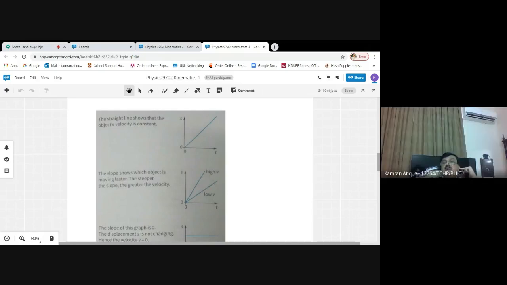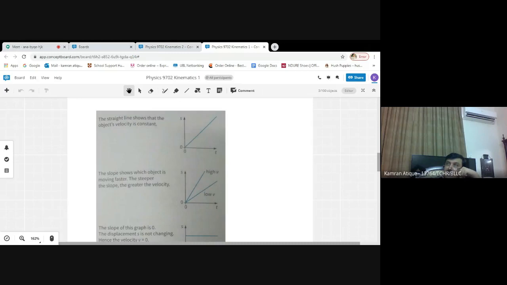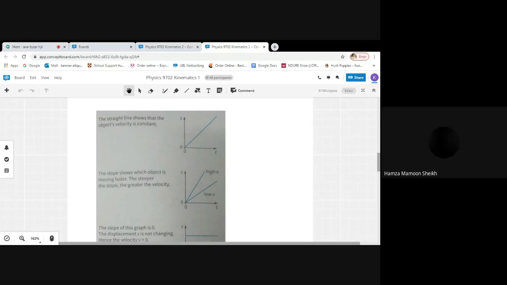So you are saying that we need to calculate the gradient of the graph in order to calculate the speed or velocity. Yes, sir. Then what is the gradient, Hamza? So it will be distance over time. The gradient of the graph will be the slope of the graph, rise over run.